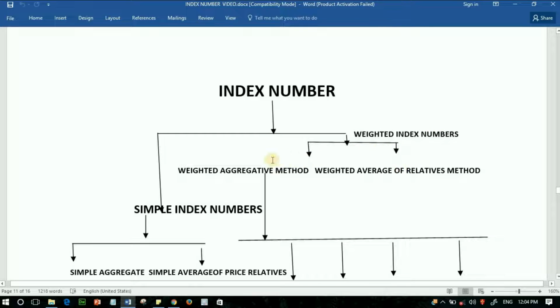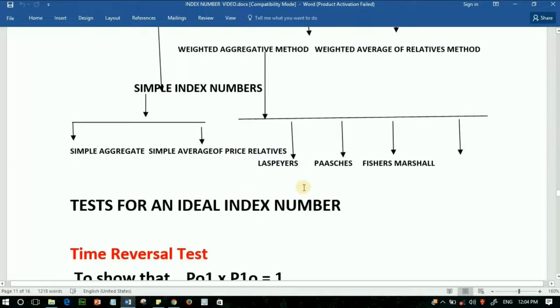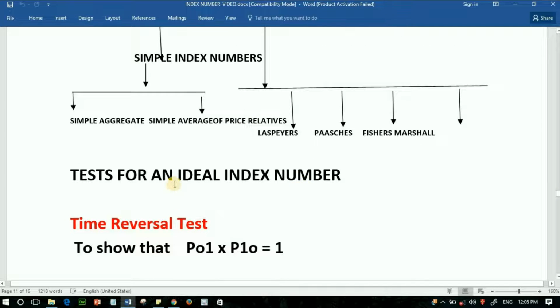For simplicity, index number is divided into two: simple index number and weighted index number. Weighted index number is again divided into weighted aggregative method and weighted average of relatives method. Weighted aggregative method is again divided into Laspeyres, Paasche, Fisher's and Marshall-Edgeworth. And simple index numbers are divided into two: simple aggregative and simple average of price relative methods. Then test for an ideal index number. So we have to check which is the best, the ideal index number.